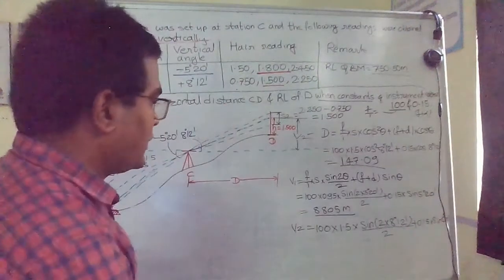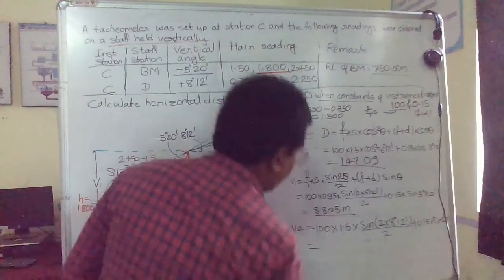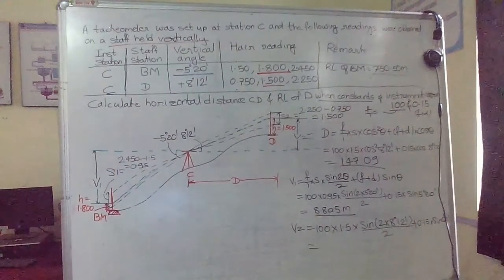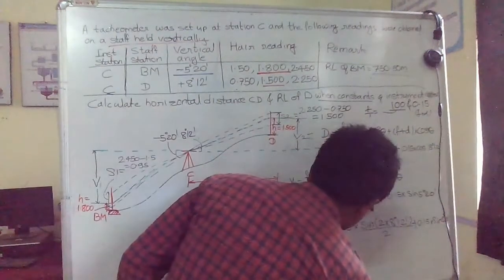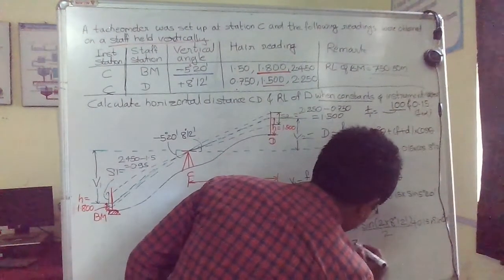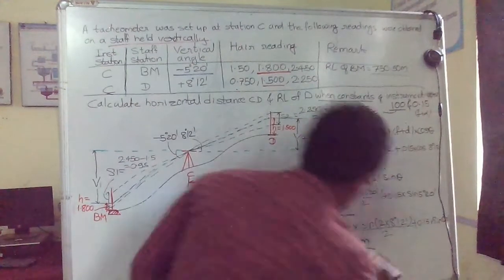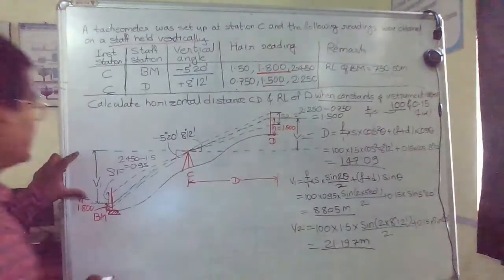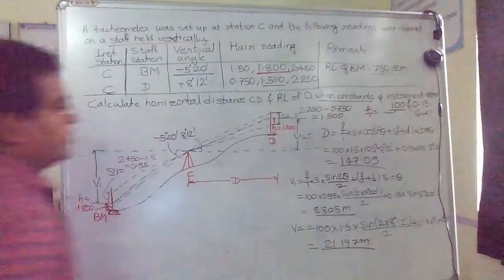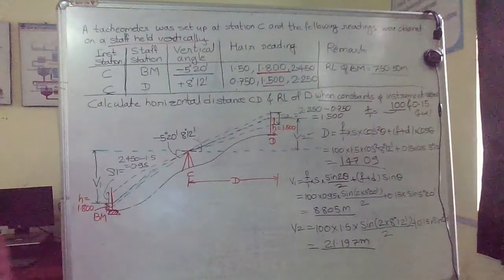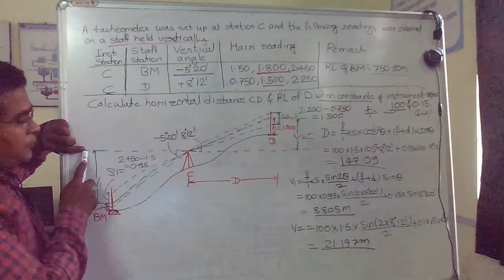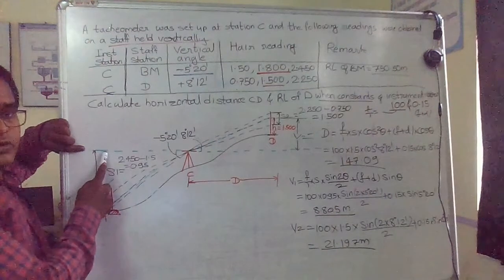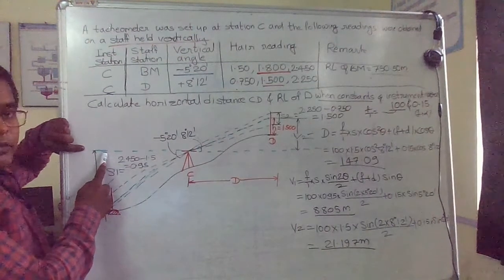Okay, by calculating this we get the value of v2 as 21.197 meter. So now we got v1, that is this distance, and we have the v2. Now what we have to do? First we have to find the RL of this line of sight, or RL of instrument axis when it is horizontal.